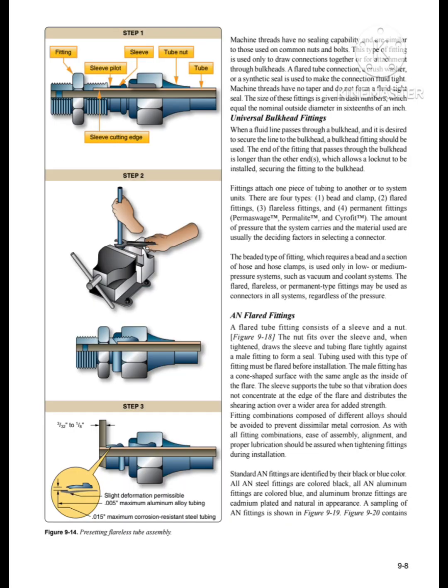And universal bulkhead fittings. On this step, there is the step-by-step sleeve cutting edge and presetting of a flareless tube assembly. AN flared fittings consist of a sleeve and a nut, and the nut fits over the sleeve and tightening draws the sleeve and tubing flare tightly against a male fitting to form a seal. The fitting has a cone-shaped surface with the same angle as the outside of the flare, and the sleeve supports the tube so that vibration does not concentrate at the edge of the flare and distributes the shearing action over a wider area for added strength.